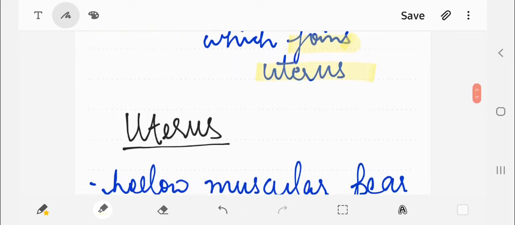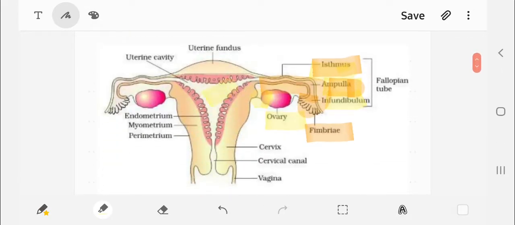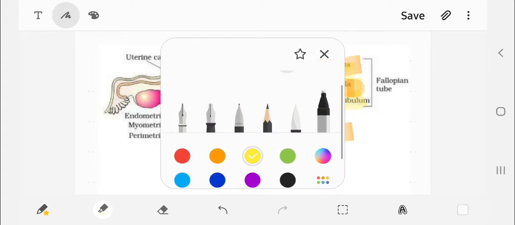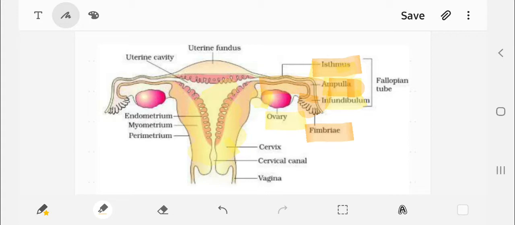Now next we will discuss the uterus. The uterus is a muscular, hollow, pear-like structure, and as you can see in the diagram, it is divided into 3 layers. The first layer, the outermost, is the perimetrium. Then the middle one is the myometrium, and the third and innermost is the endometrium. Then it leads into the narrow passage, the cervix. Through the cervical canal, it leads into the vagina, known as the birth canal.